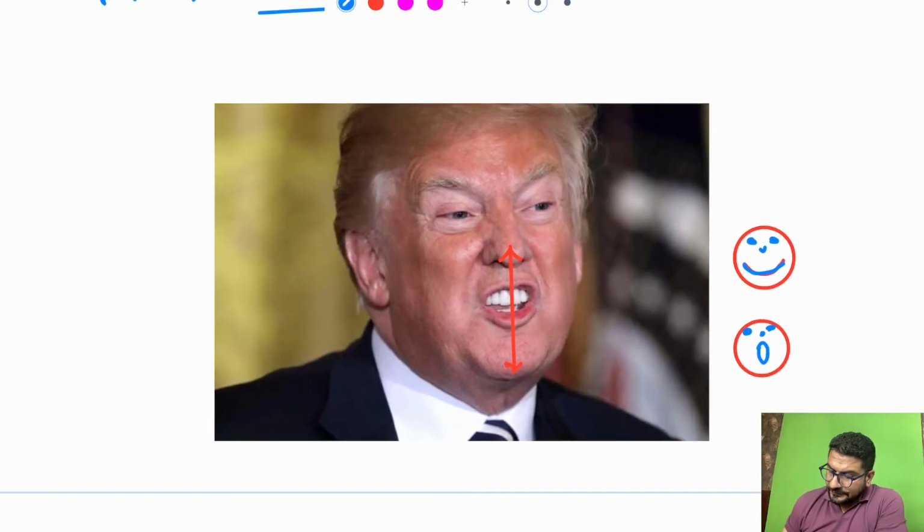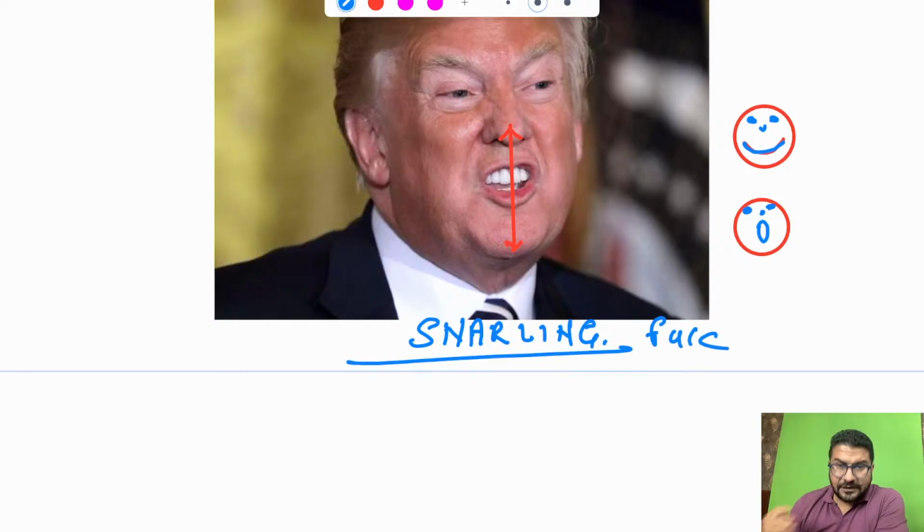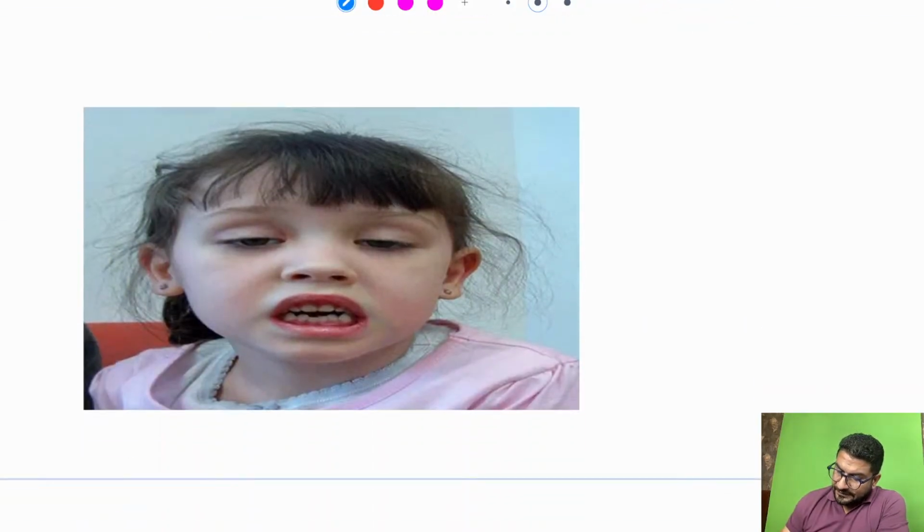So this is called snarling face. Snarling face means you will see vertical opening of mouth because of facial weakness. So again you can notice here clear cut snarling face.